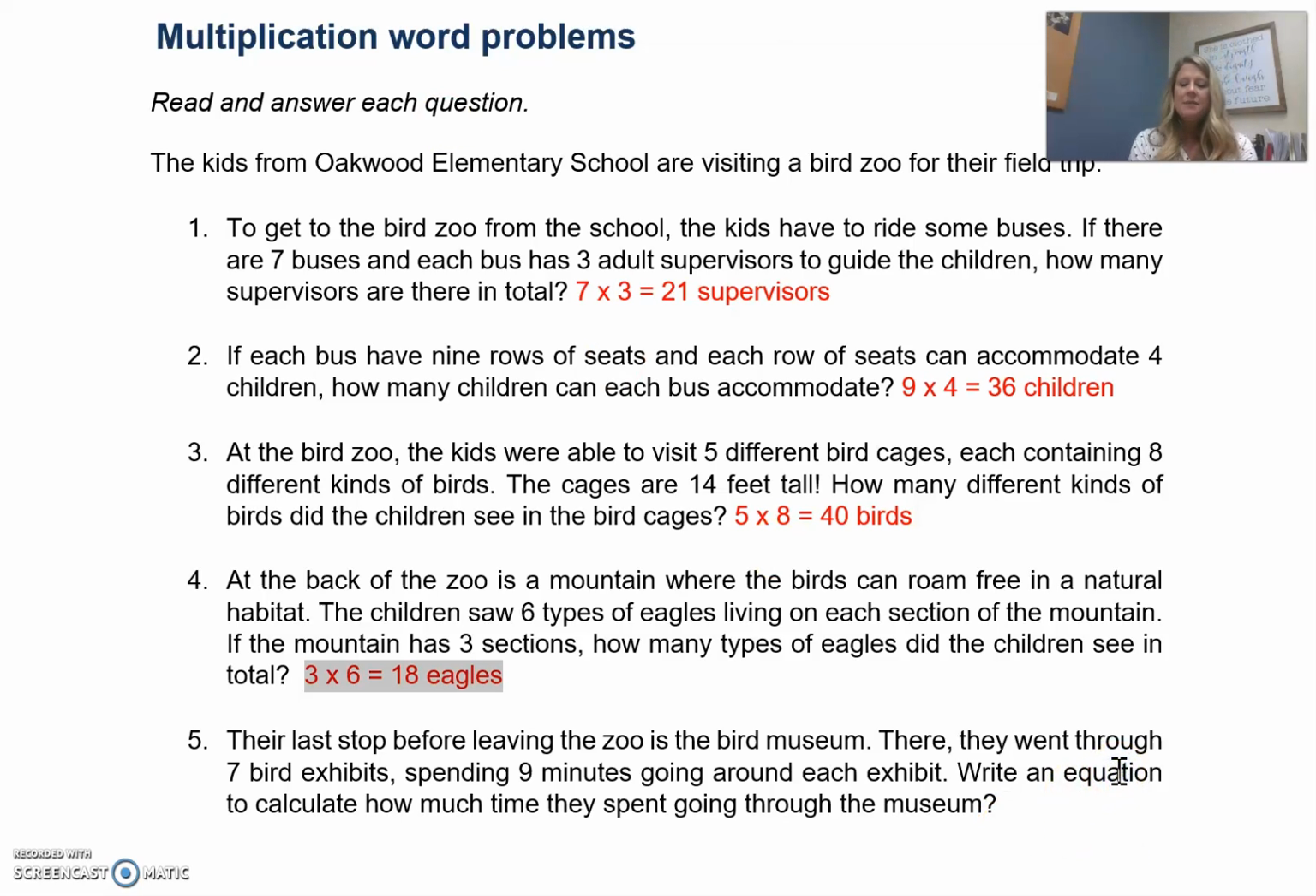Their last stop before leaving the zoo is the Bird Museum. There they went through 7 bird exhibits, spending 9 minutes going around each exhibit. Write an equation to calculate how much time they spent going through the museum. You know what? Every single problem that we have typed out here is an equation. So equation is just the formula that you use to find an answer.